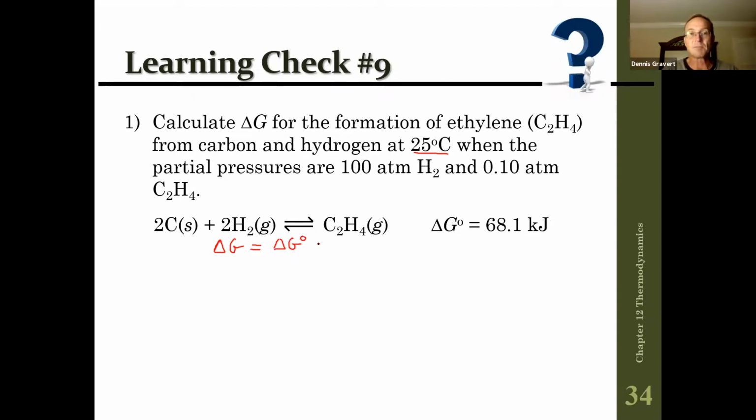It's a standard entropy. Sorry, that's not entropy. That's delta G. It's right here. It's the standard free energy change at standard conditions, 1 atmosphere of everybody that are gases, and you subtract it or add it. I think it's added. Go back one slide.